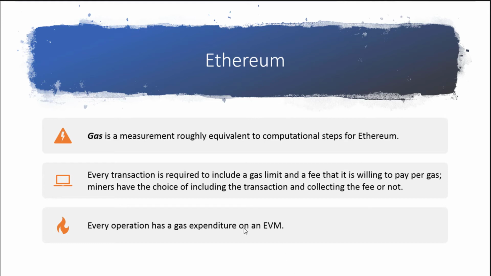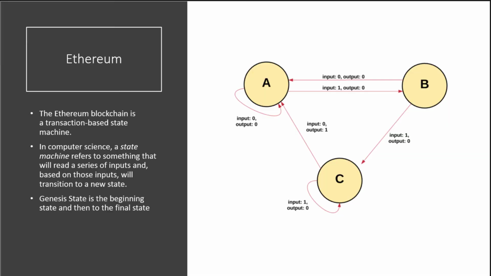Every operation has a gas expenditure on an EVM. And that's essentially writing to the blockchain. Now, if you're just going to use a blockchain explorer, there's no EVM cost required for that, for example.